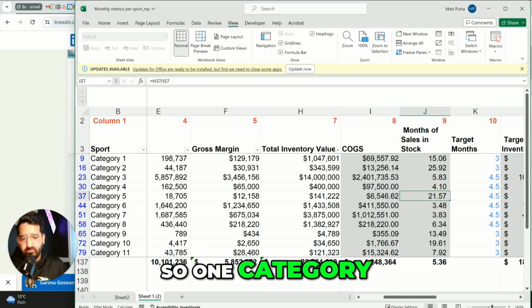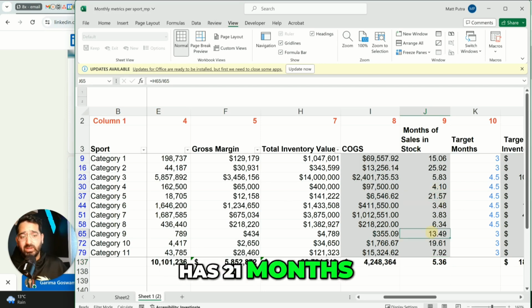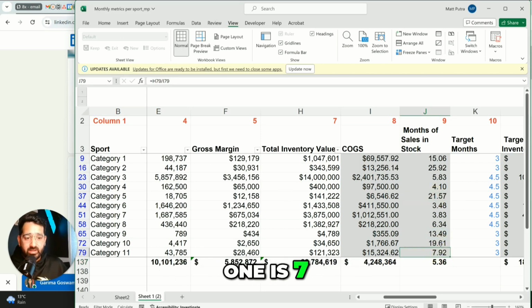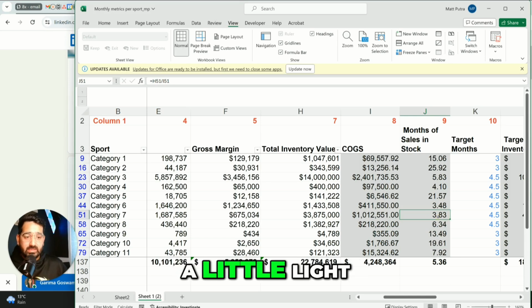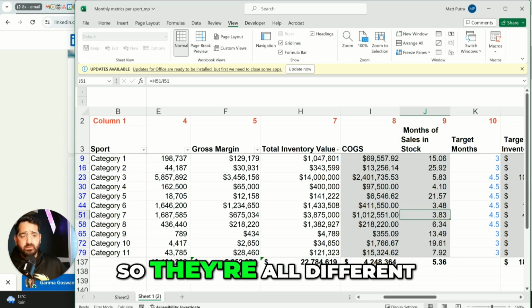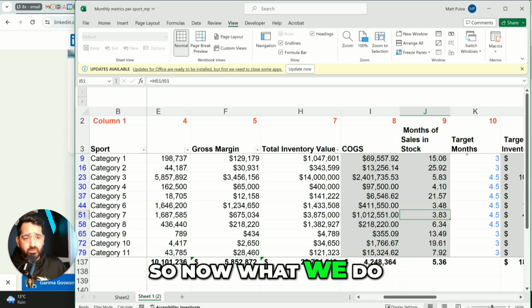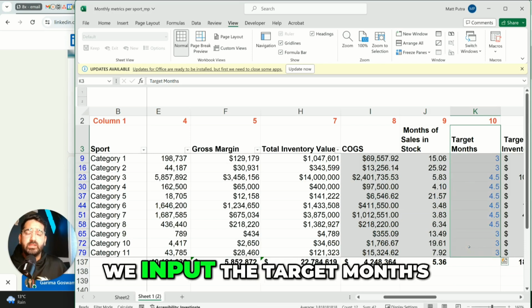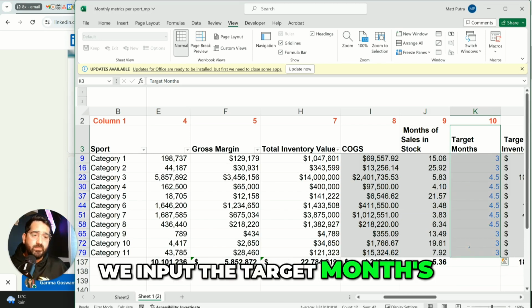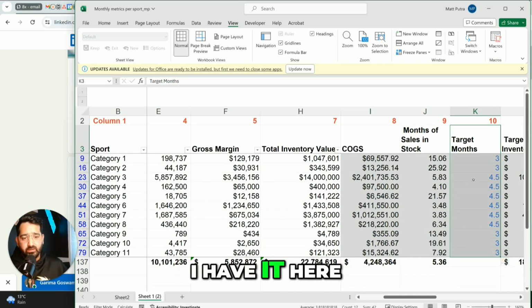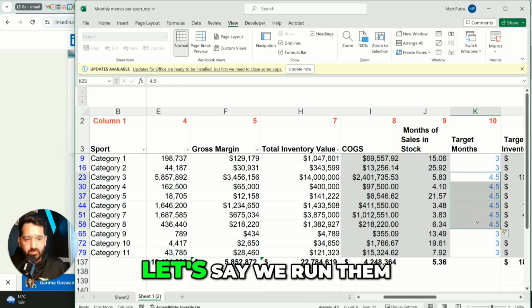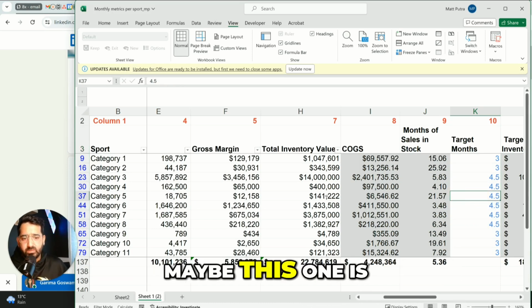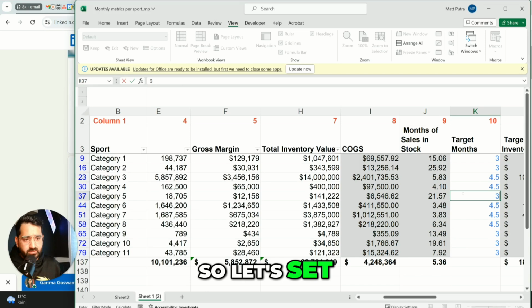So one category, very small, has 21 months. One is 13, one is 19, one is 7, one is 3, which could be a little light, and so on. So they're all different. So now what we do is we go into this column, we input the target months inventory in stock. You can see that I have it here. Some of the winning categories, let's say we run them at 4.5. Maybe this one is a very small amount, so let's set it to 3.